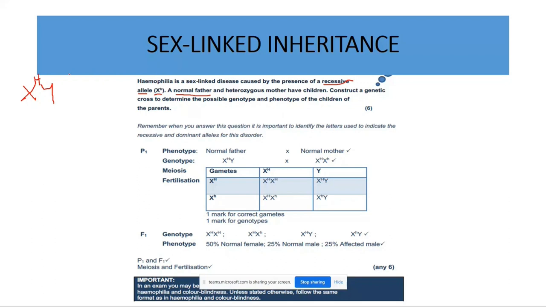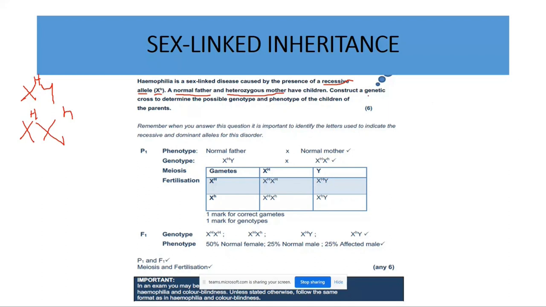A father that has hemophilia will have a small h. So a normal father, that's his genotype. And a heterozygous mother. Now, we know mother is female, so she has two X chromosomes. Heterozygous, what does that term mean? The two alleles are different, meaning she has a big H and a small h. So these two marry and they have children.